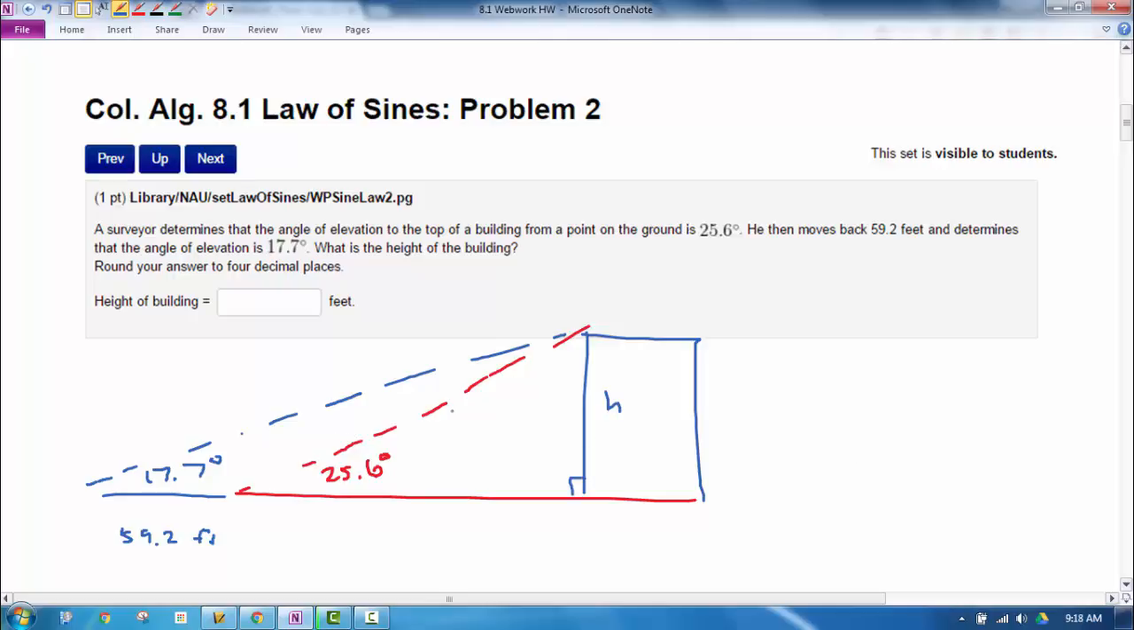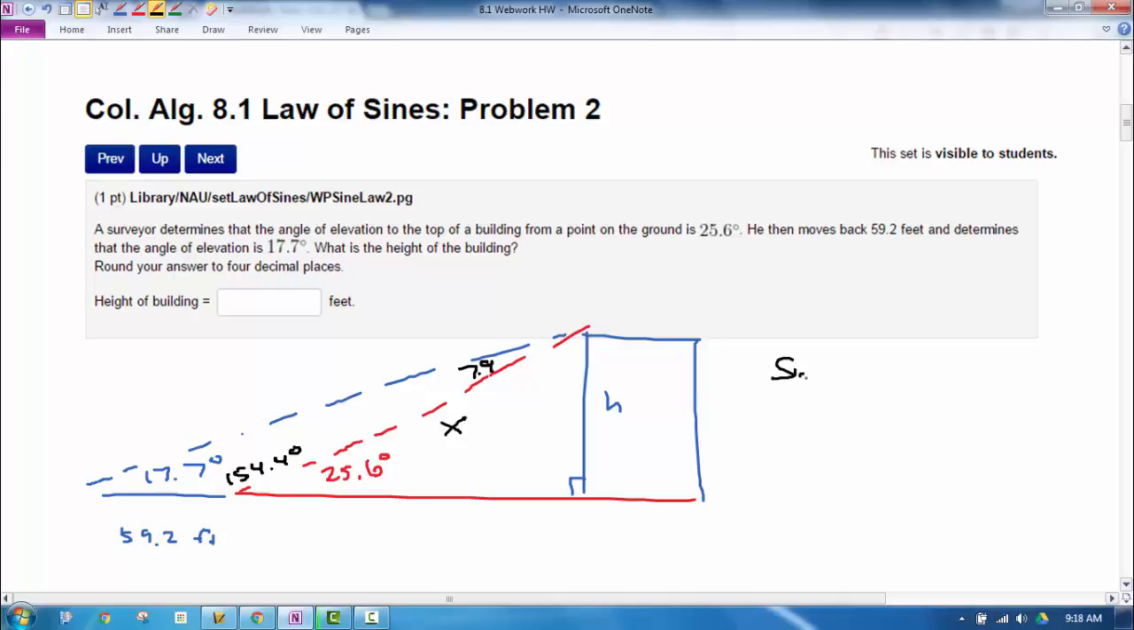So what I'm going to do is try to find this side right here. Let me use a different color. I'll call it x, because if I find this side, then I can use this right triangle to find the height of the building. So I'm going to first use this triangle here to find x. To do that, I'm going to do 180 minus 25.6, which is 154.4 degrees. And then I'll do 180 minus these two to find this angle up here as well. So this angle up here is 7.9.